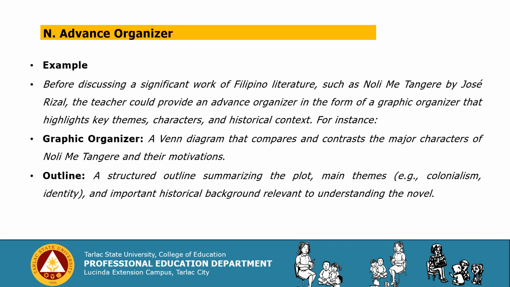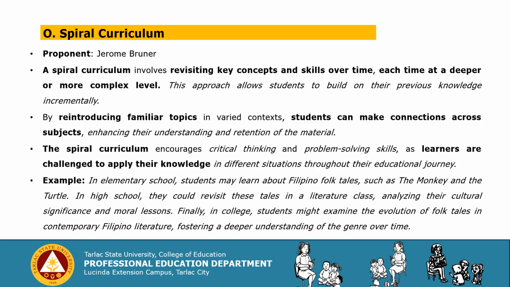For example, before discussing Noli Me Tangere, a teacher could use a graphic organizer that highlights key themes, characters, and historical context. This approach gives students a framework to understand the novel's complexity and helps them see the relationships between its elements. Let's now proceed to letter O, the spiral curriculum.